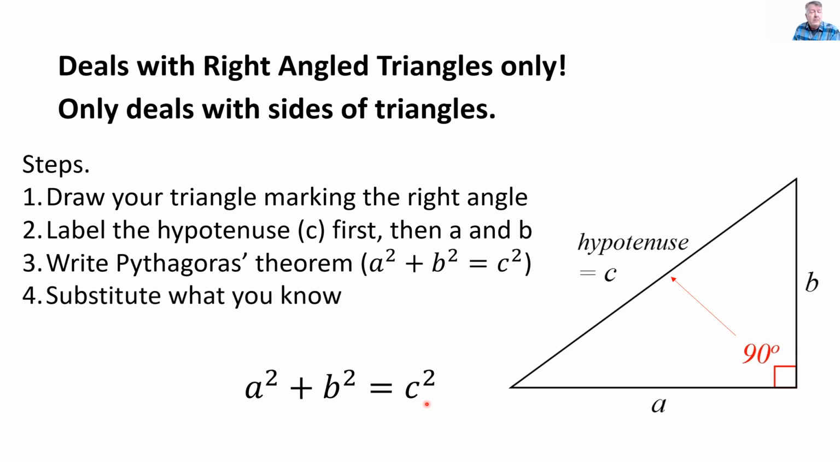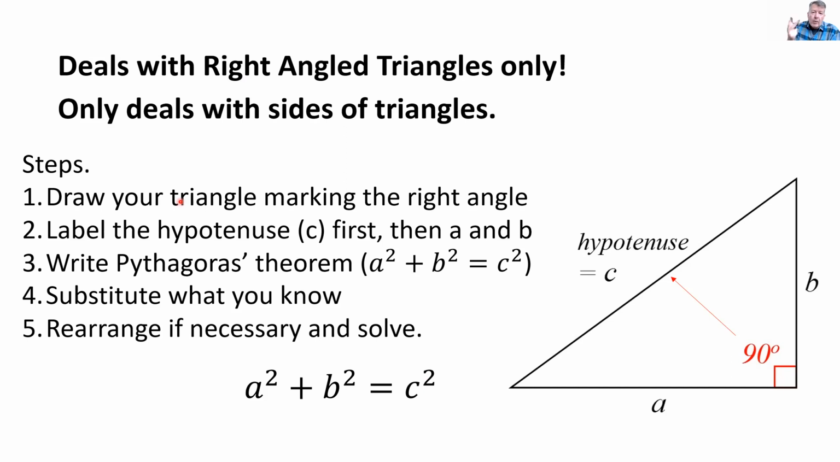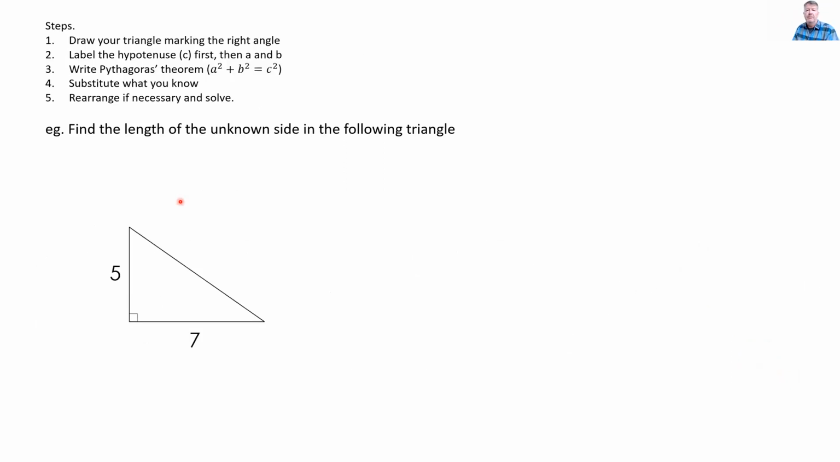Fourth thing we need to do, substitute what we know. Well, we can't do that just yet because we've only got A's and B's. We haven't got numbers there. You will get problems with numbers, which you're going to substitute in place of A and B, or maybe C. You will be doing one later. And finally, the fifth step is rearrange the equation and solve it. Straightforward, 5 steps. Draw, label, write the theorem, substitute, solve. Awesome. Okay, let's have a look at the problem.